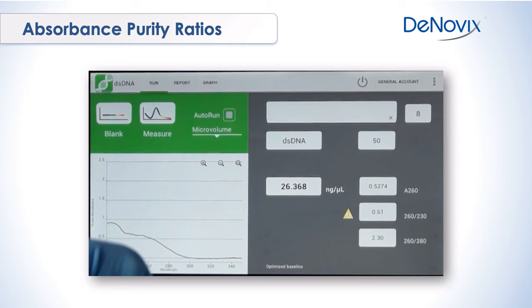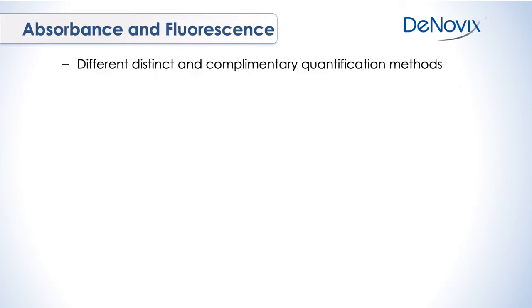So what are likely to be the problems? Is it methodological, or is it actually physical contamination in the sample? So absorbance gives us this qualitative measurement as well as a quantity, but fluorescence will give us a very specific measurement. So absorbance and fluorescence, they're different methodologically and distinct, but very much complementary quantification methods.